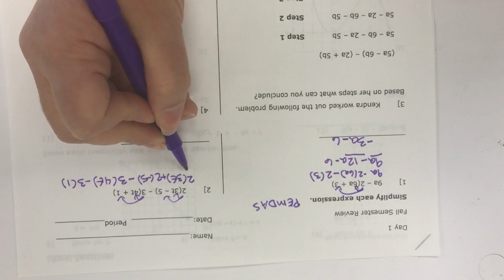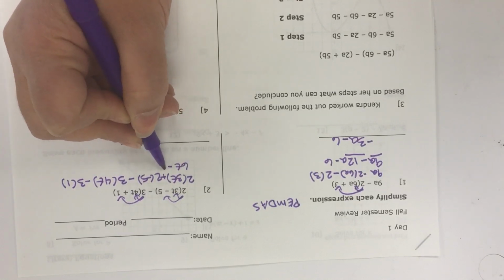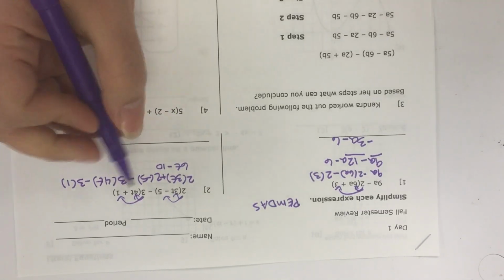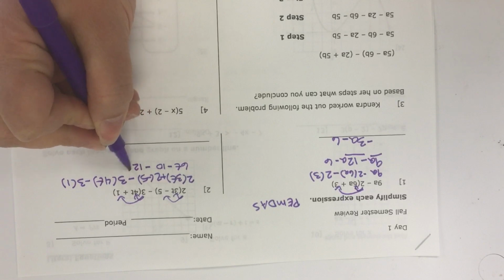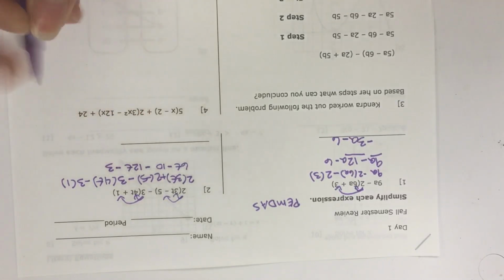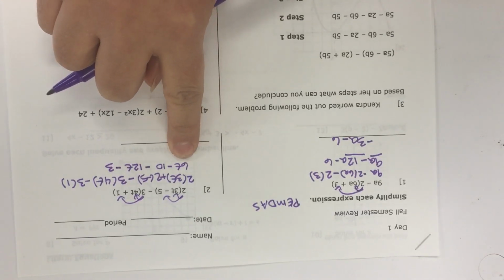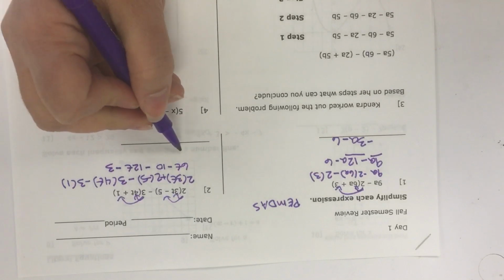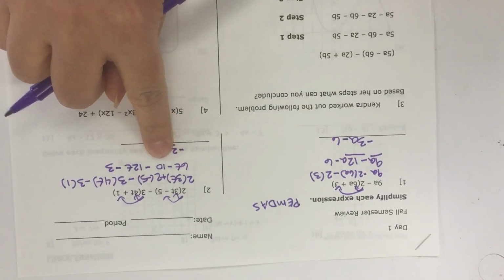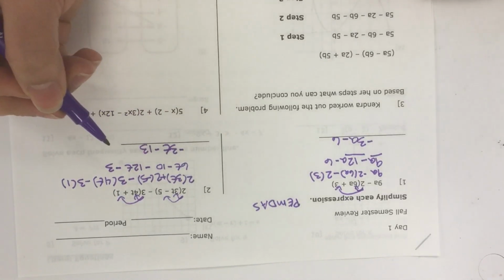2 times 3t is 6t. 2 times -5 is -10. -3 times 4t is -12t. -3 times 1 is -3. Then we combine our like terms. 6t minus 12t is -6t. -10 minus 3 is -13.